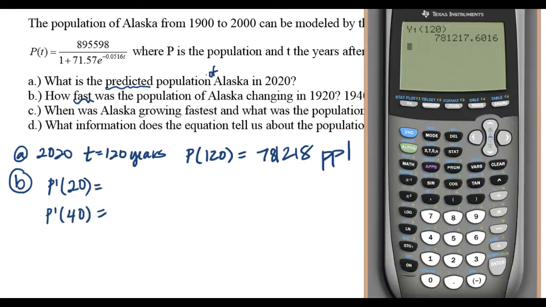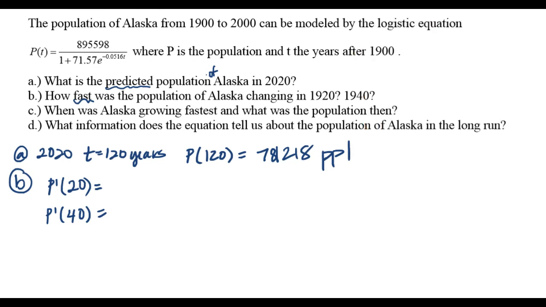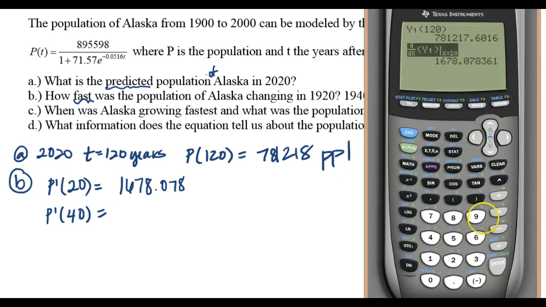Since we already have the function entered into our calculator, we can go to Math 8, and we want the derivative of the function y1, first at 20. So 1,678, and in this case I will go to the thousandths place, so 1,678.078 is the rate of change at 20. Then we can do the same thing at 40. I'll just go up and change that value to a 4.